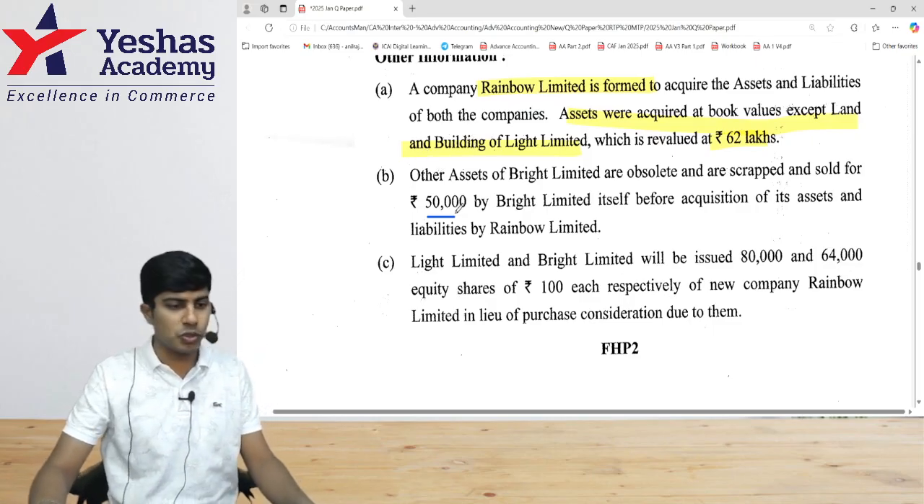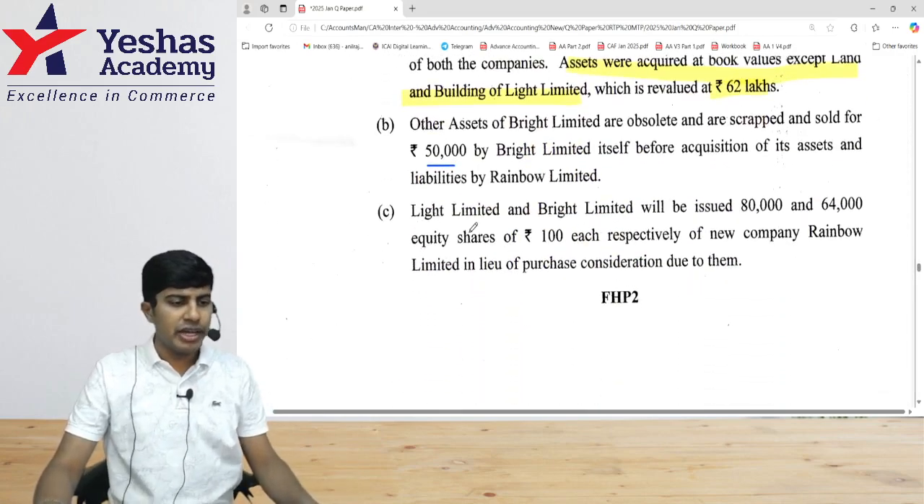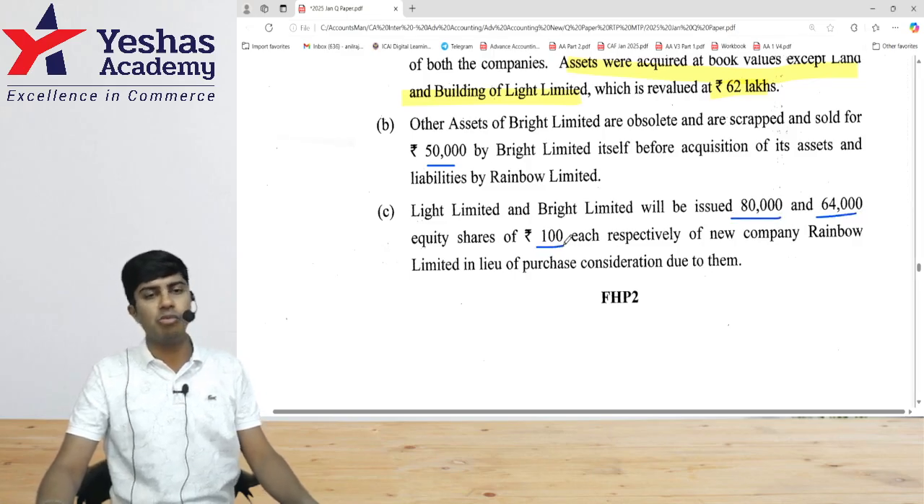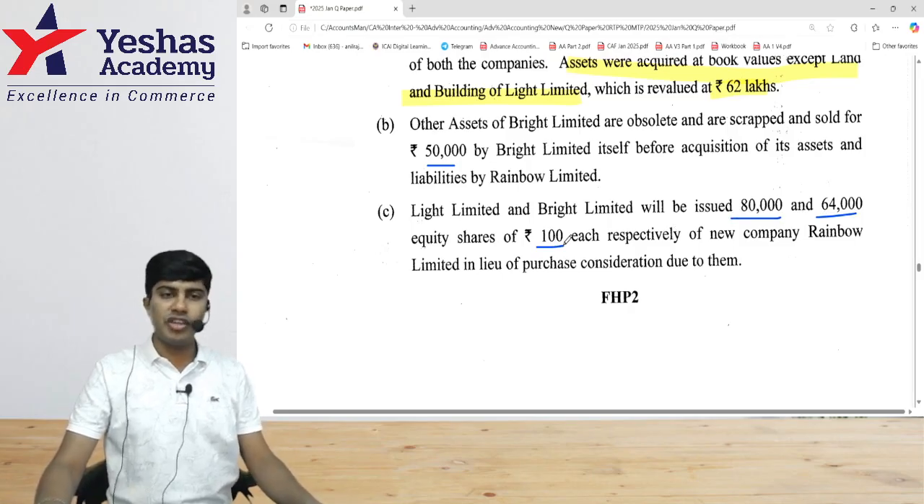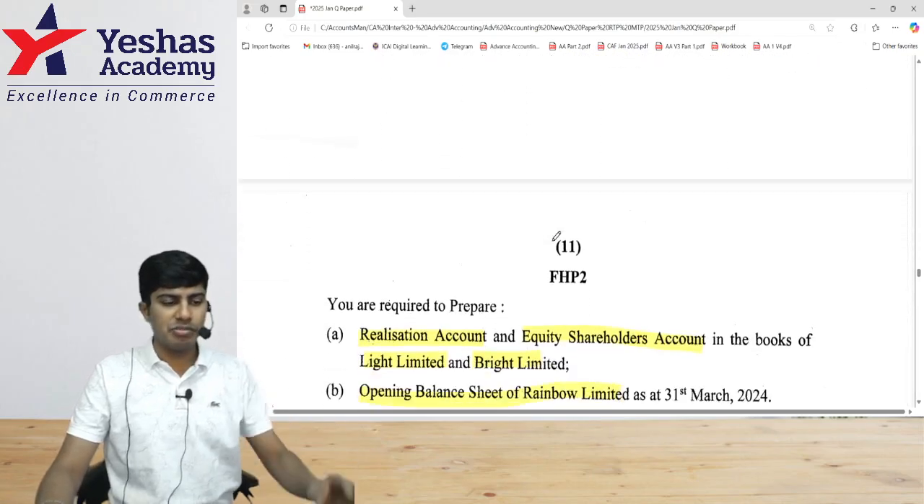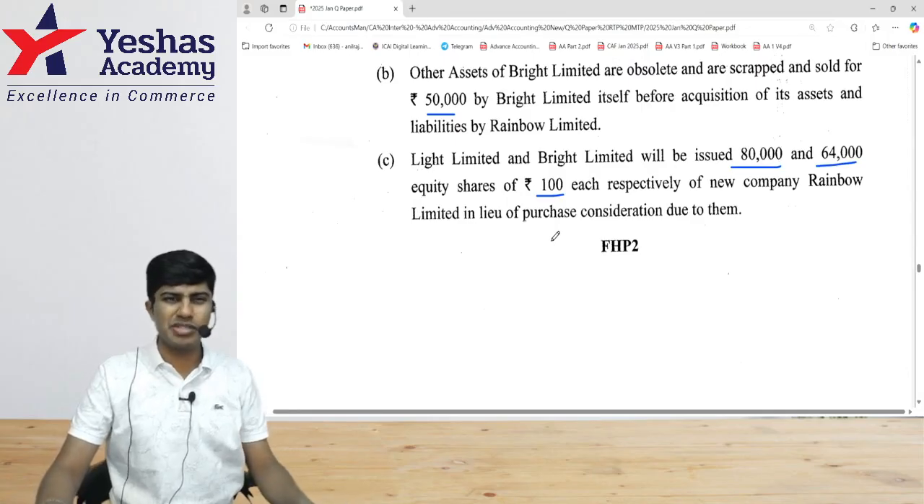Let's further proceed. I've marked next to these two items because their value is changing. Light and Bright Limited will be issued 80,000 and 64,000 equity shares of rupees 100 each in Rainbow in lieu of their purchase consideration. This is like the lump sum cum payment method. Lump sum because the total amount is mentioned, and they have given details of payment. So it is like lump sum cum payment.